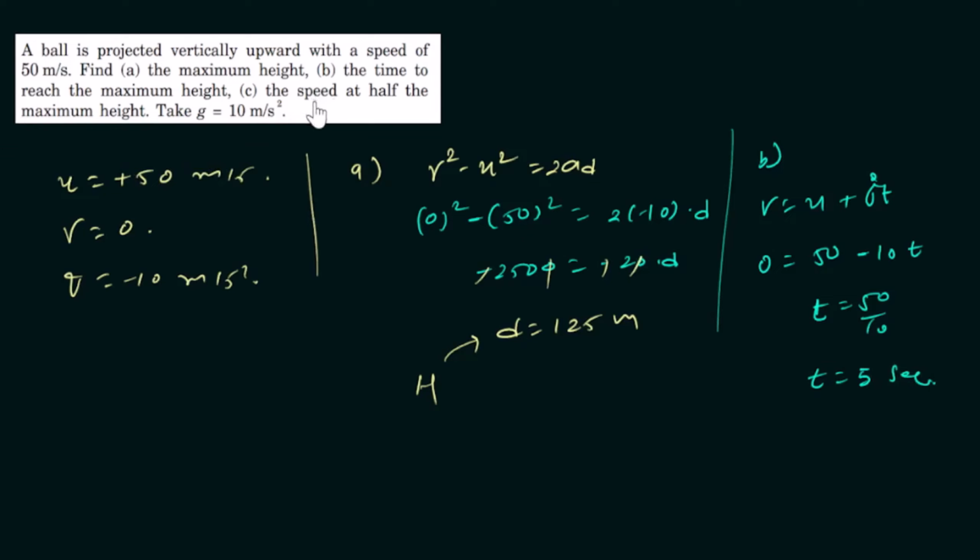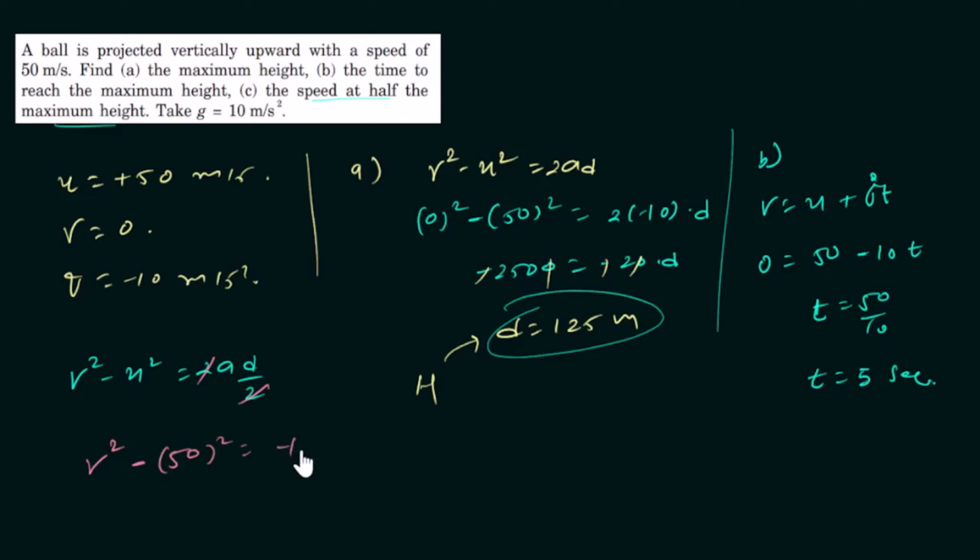In the last part we have to find the speed at half of the maximum height. So here the maximum height is 125. Basically we are going to apply v squared minus u squared equals 2a times d by 2. The 2 will be cancelled with the 2. So v squared minus u, which is 50 squared, acceleration is minus 10, and height is 125.